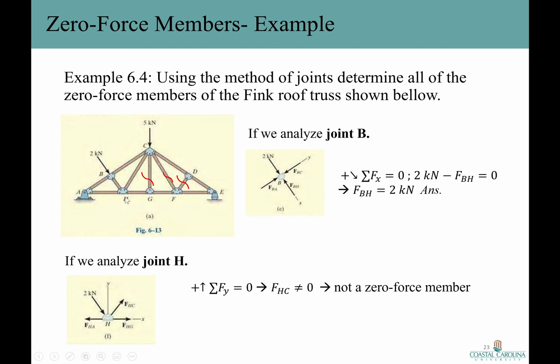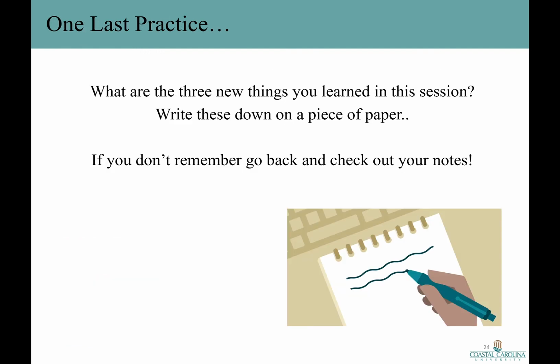Now let's take a look at joint H. So by drawing the free body diagram of joint H, we have the F sub HA, F sub HG, F sub HC, and a 2 kilonewton force of F sub BH. If we write down the equilibrium equation in y direction, the y-axis, we'll see that F sub HC won't be 0 because this one is not 0. So we were able to determine all of the 0 force members of the truss.